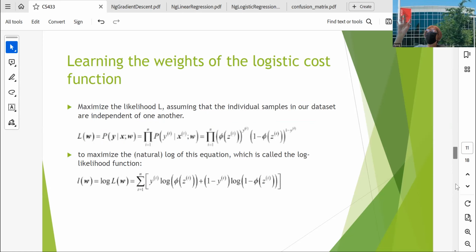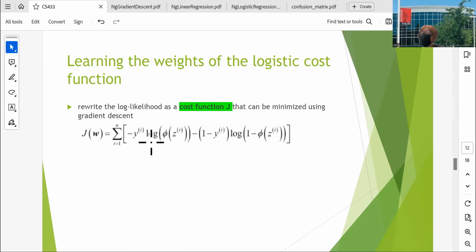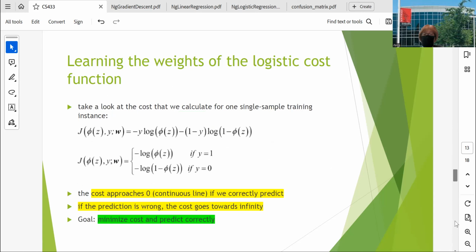And our goal is still to find the weights. So here, because it's considered probability, that's why we consider all the probabilities together, and then we take a natural log. So this will be the cost function, the cost function for logistic regression.